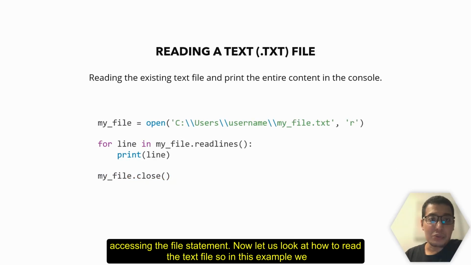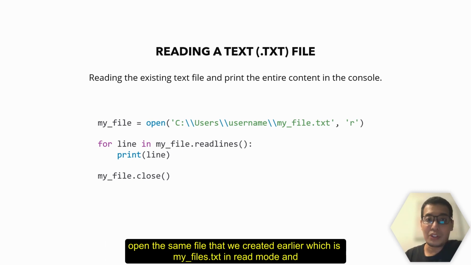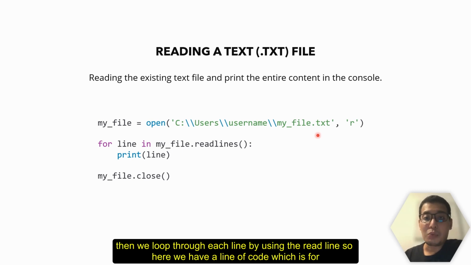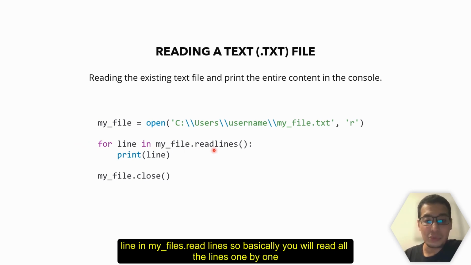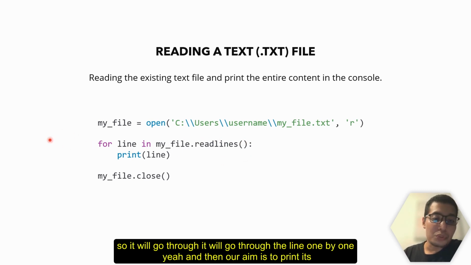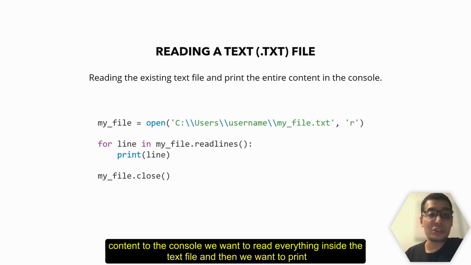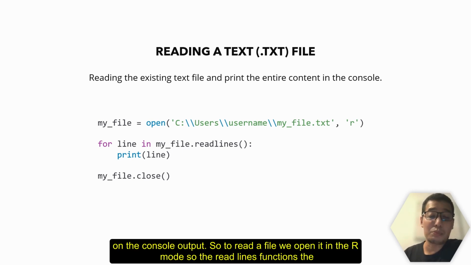Now let us look at how to read a text file. In this example, we open the same file that we created earlier, which is my_file.txt, in read mode. And then we loop through each line by using readlines. Here we have a line of code, which is for line in my_file.readlines. Basically, it will read all the lines one by one. Our aim is to print its contents to the console. We want to read everything inside the text file, and then print it on the console output.